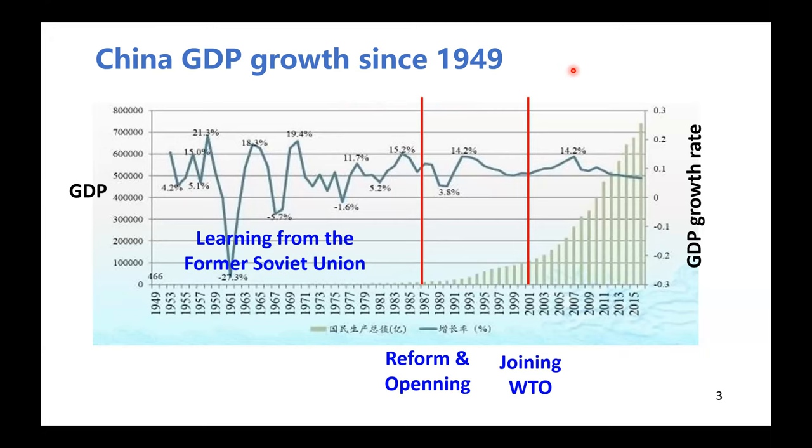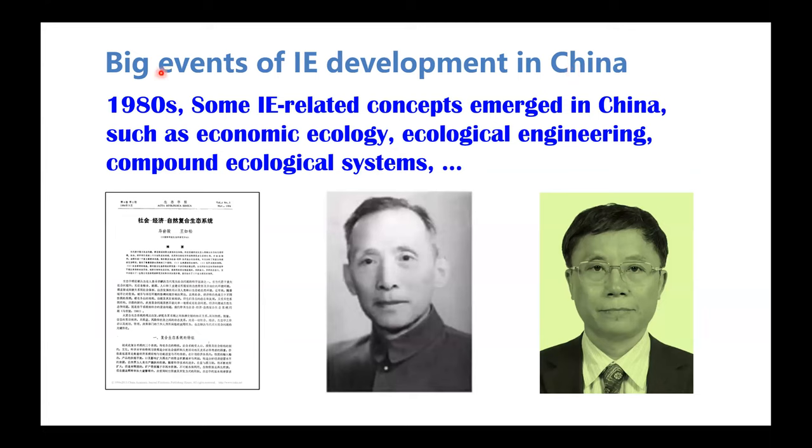That is CO2 emission and the GDP growth. In the early 1980s, some industrial ecology related concepts emerged in China, such as economic ecology, ecological engineering, and compound ecosystem. This is Ma Shijun, and this is Wang Rufeng, both from the China Economic Institute. So this is the milestone publication co-authored by the two pioneers. Professor Liu Jingyu will introduce more about the two pioneers.